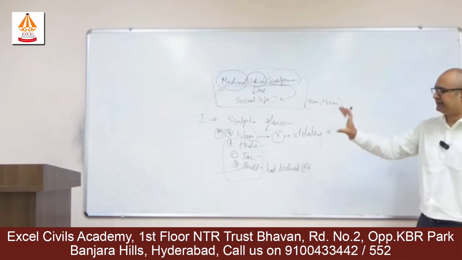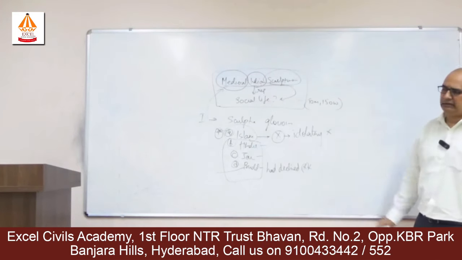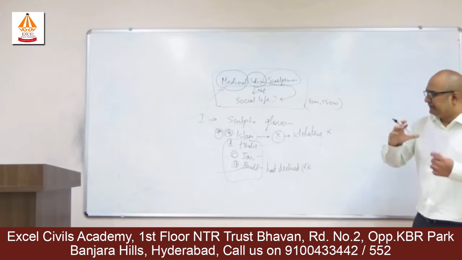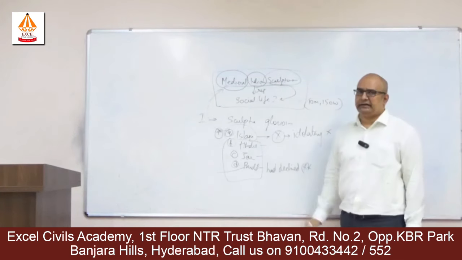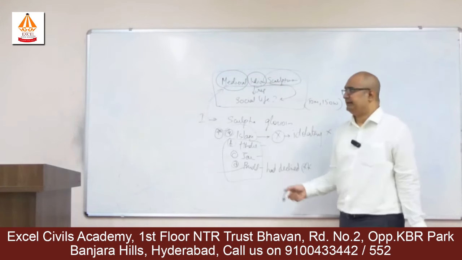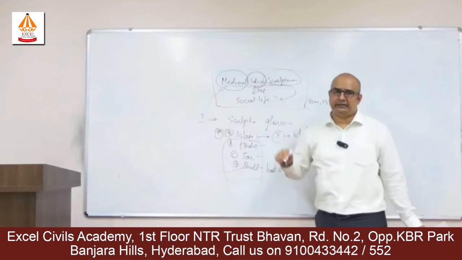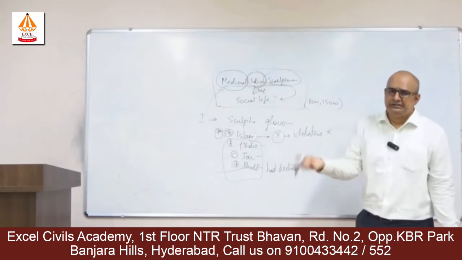So if you can give this clarity in the first one or two paragraphs, the examiner will already understand how many dimensions you have dealt with here. Four dimensions. Why? Because he is asking you about Indian sculpture. He did not ask you about Hindu sculpture or Jain sculpture.